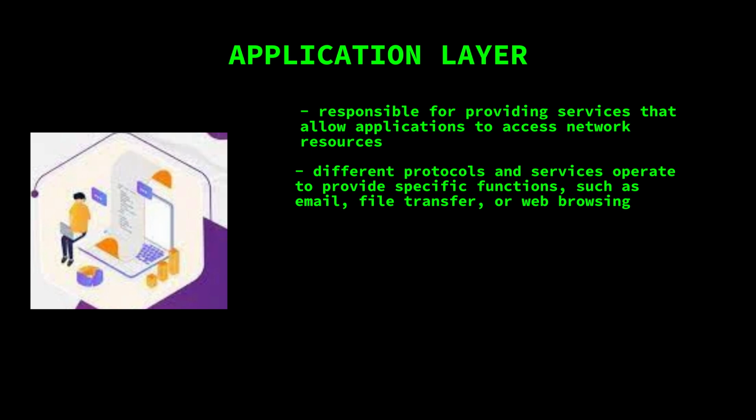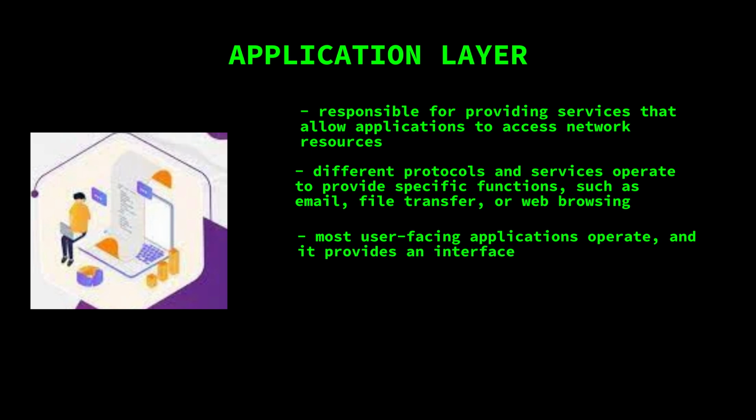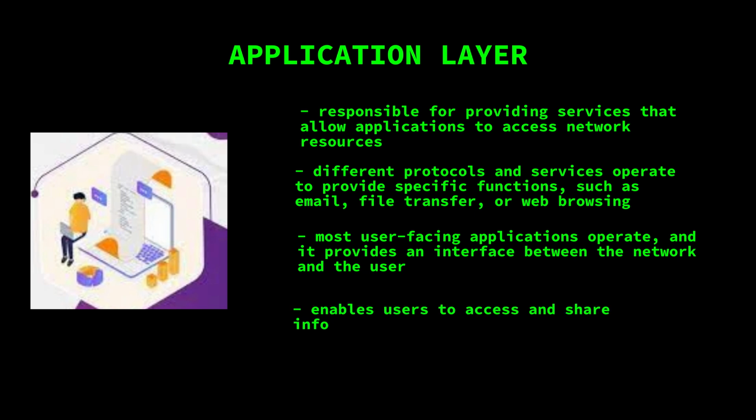The application layer is where most user-facing applications operate, and it provides an interface between the network and the user, allowing them to interact with network resources in a meaningful way. By providing these services, the application layer enables users to access and share information across the network.